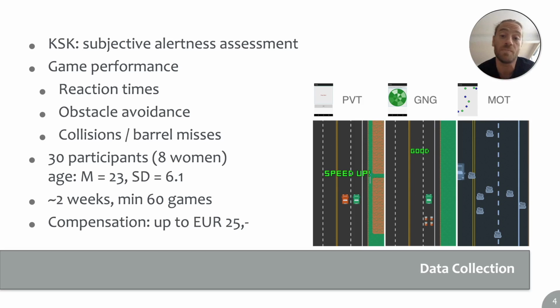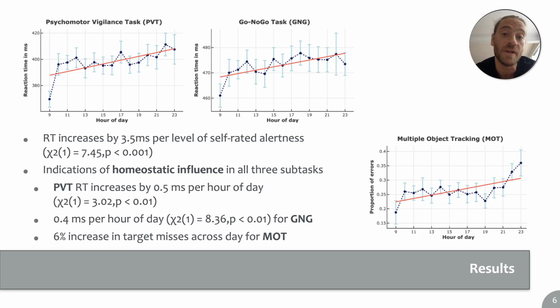And so we pushed this game out to 30 study participants who were reminded to play the game multiple times throughout the day during a 2-week period. So here are the results. Reaction time increases by 3.5 milliseconds per level of self-rated alertness. So we found indications of homeostatic influence in all of these 3 subtasks. And the orange line here denotes the homeostatic process, causing a steady increase in reaction times or committed errors in the case of the multiple object tracking across the day.